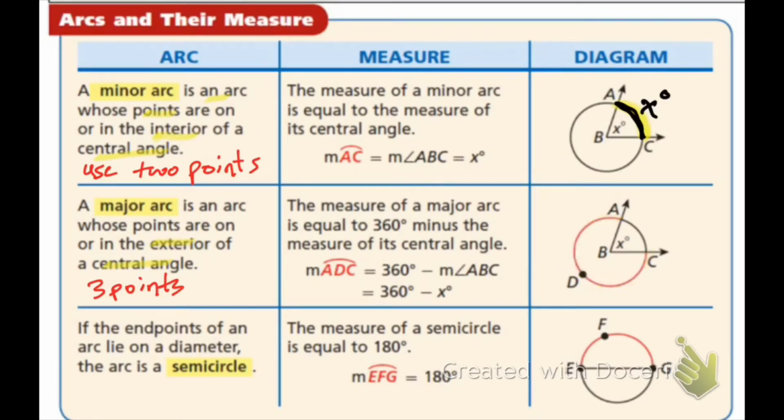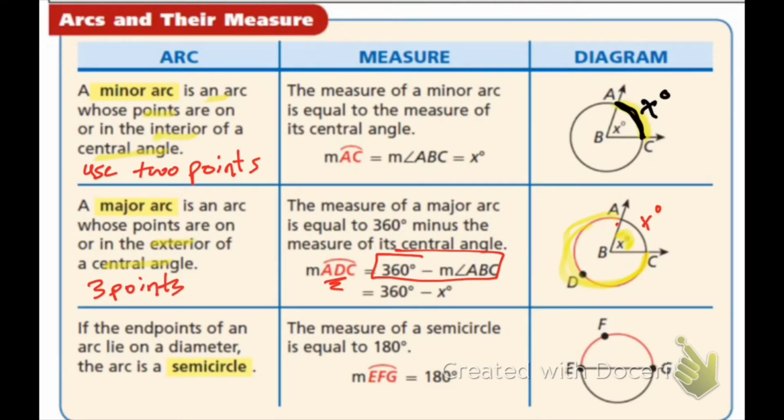Now to find this, if you have the central angle, remember the minor arc is going to be the same measurement as the central angle. So all you have to do to find the major arc is just do 360 minus the central angle or minus the minor arc. And that will give you the measurement of the major arc. And notice that we have 3 points. I'm going from A to D to C. And that describes my major arc here.